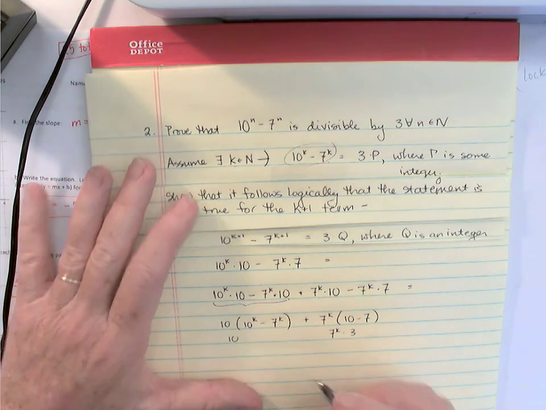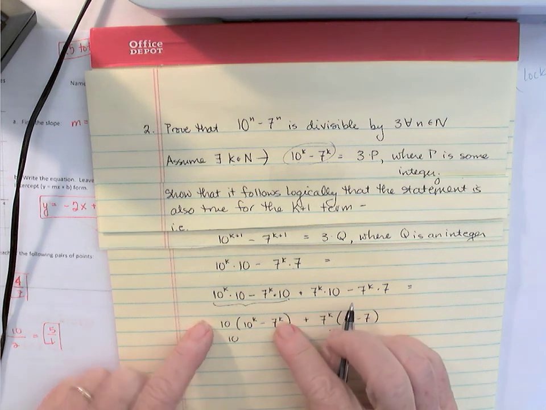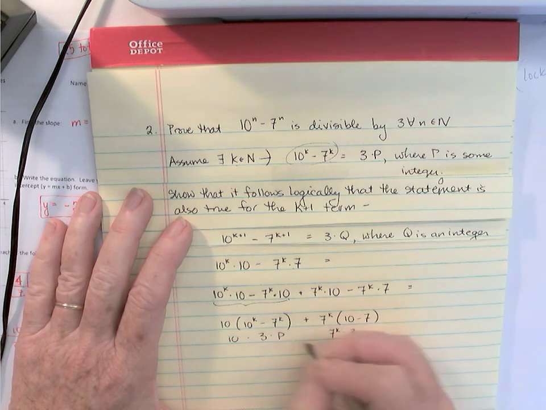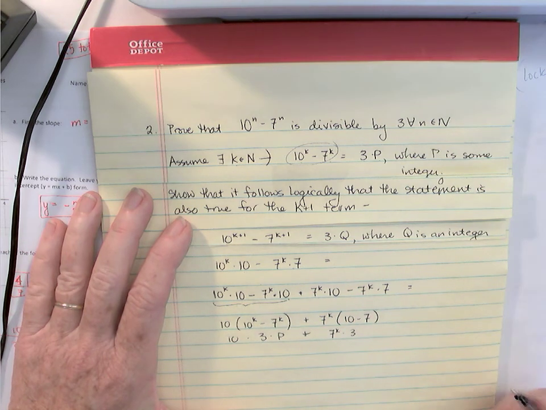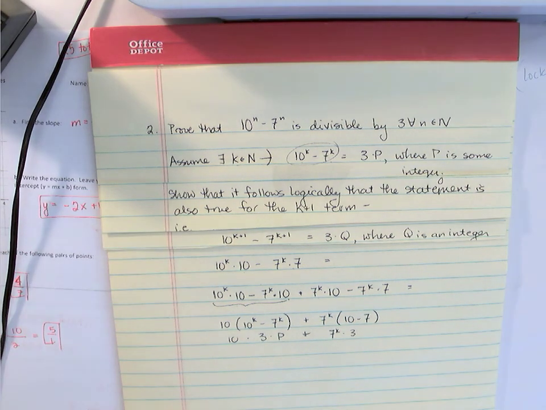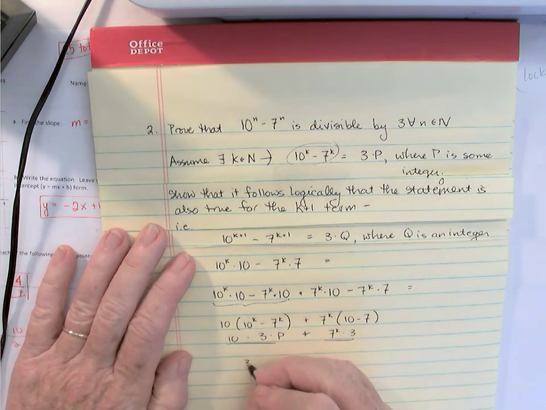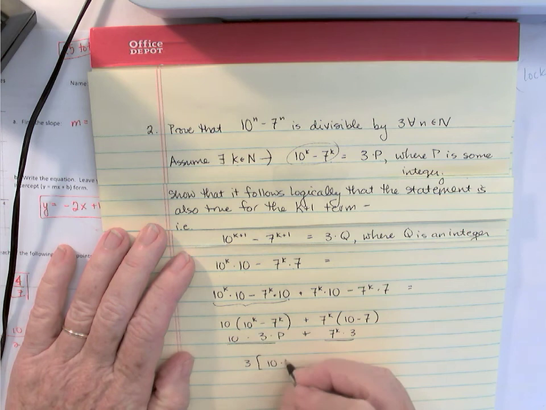And then for this first group, I can replace 10 to the k minus 7 to the k with, well, that was originally 3 times p. So now I can definitely just factor a 3 out of this term and this term. So that gives me 3 times 10 times p plus 7 to the k.